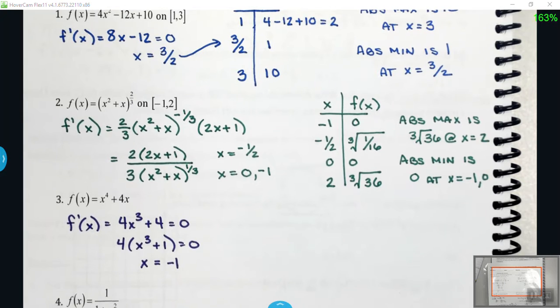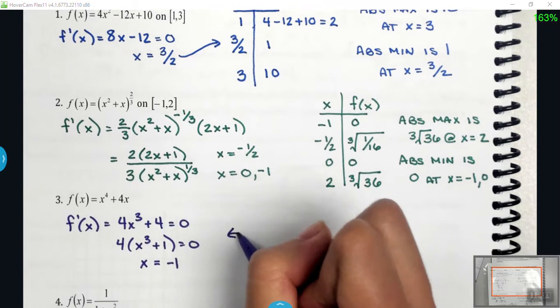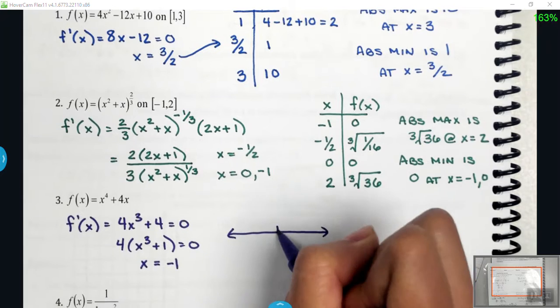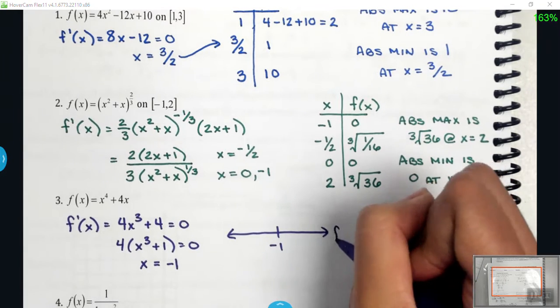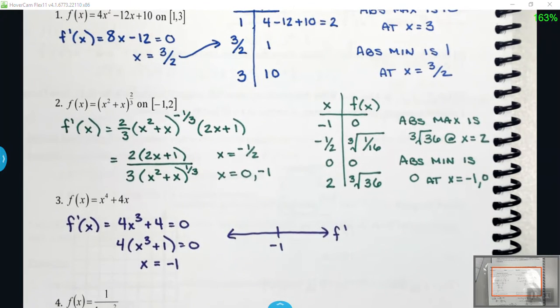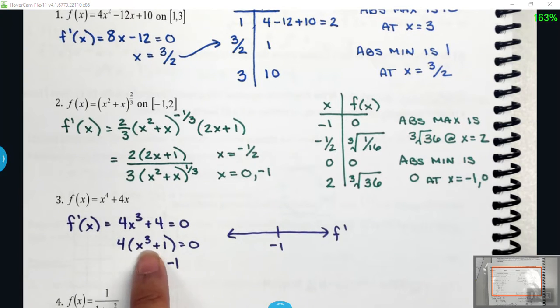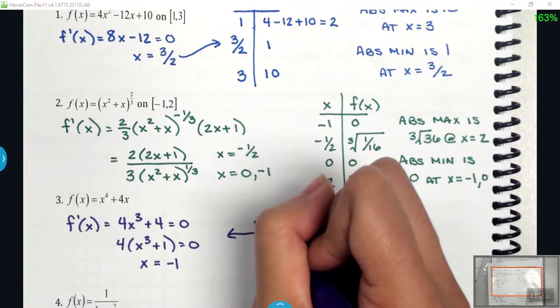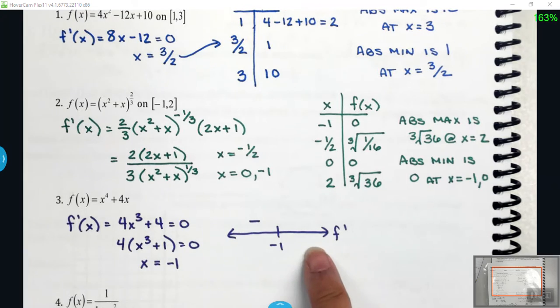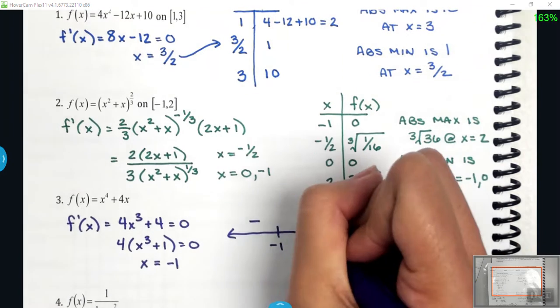And then since I don't have bounds on my interval, I've got to do a number line instead. So -1, f prime. Test a value on the left and the right hand side. On the left hand side, I'll choose -2, and that will be negative. And then I'll choose 4, and that would be positive.